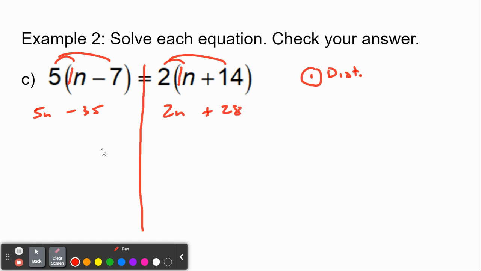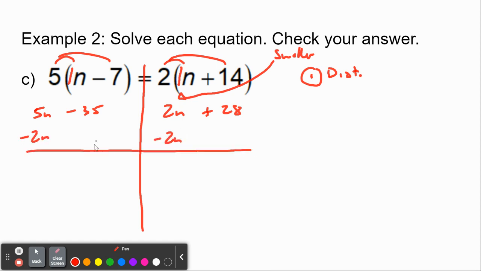Okay, can't combine the left-hand side, can't combine the right-hand side, so now we must move. Again, this 2n is the smaller of your variables, so let's move the 2n. It is positive, so let's subtract it. So I'm subtracting 2n on both sides. 5 minus 2 is 3n. Bring down the minus 35. The 2n's on the right-hand side cancel. Bring down your positive 28.